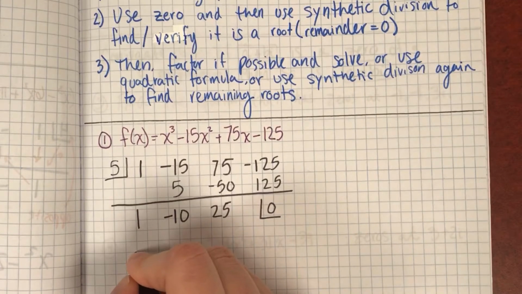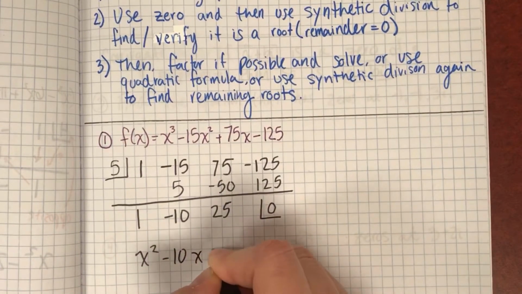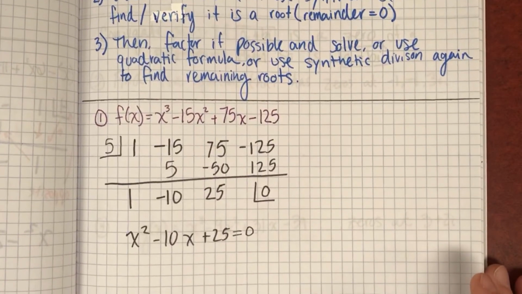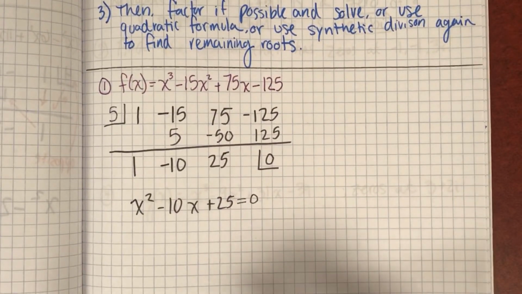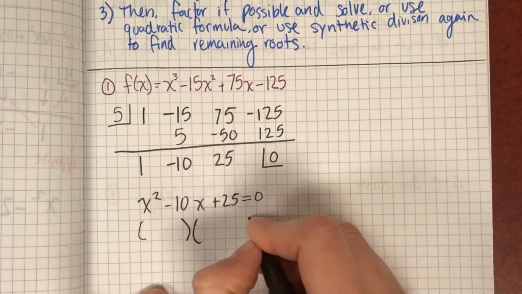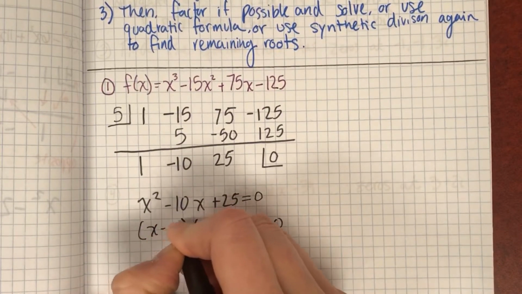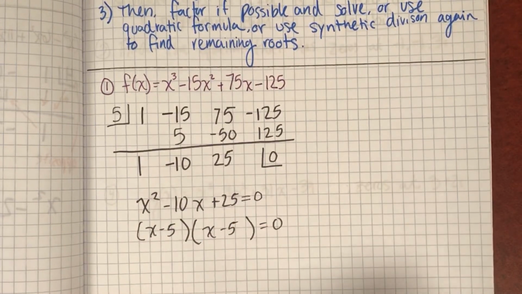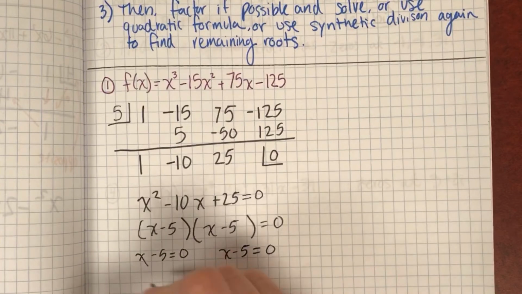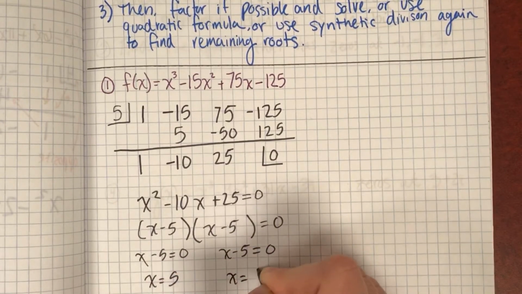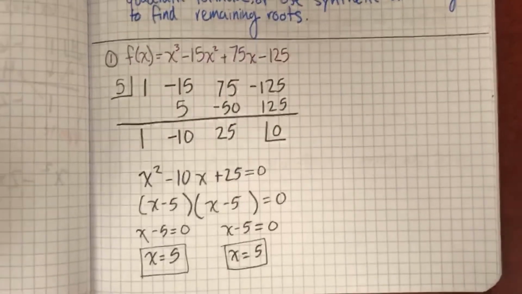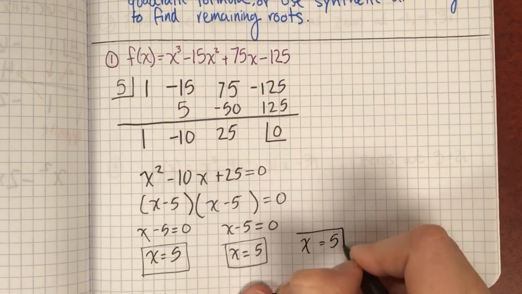So our remaining polynomial is x squared minus 10x plus 25. And we can go ahead and set that equal to 0 and solve. Now, we can factor this: what multiplies to 25 and adds to negative 10? That would be negative 5 and negative 5. So then we set each factor equal to 0 and solve. And so we can clearly see that we're going to have x equals 5 for our other 2 remaining roots. And we already know that we have x equals 5 as a root from looking at the graph.